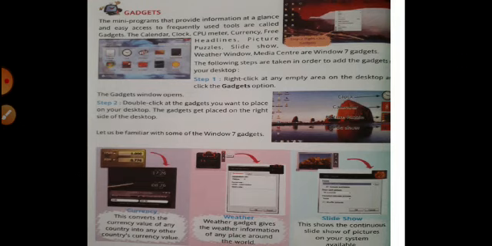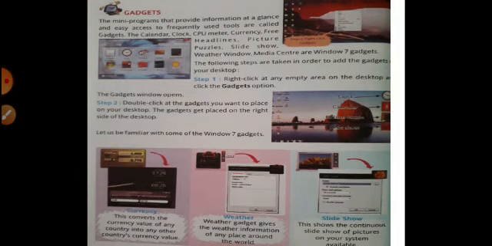Then gadgets. What are gadgets? The mini programs that provide information at a glance and easy access to frequently used tools are called gadgets. You can understand this by simple examples. For example, the calendar, clock, CPU meter, currency, feed headlines, picture puzzle, slideshow, weather, and media center are Windows 7 gadgets. These are small or mini programs that provide information at a glance.